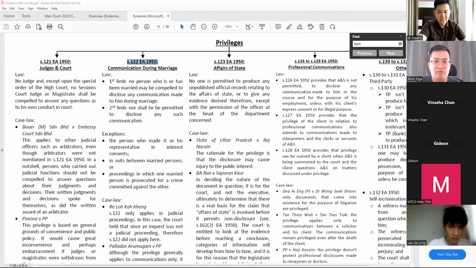This one, you need to ask your friends and colleagues to share the answer. Because they say there is a case saying that even after divorce, the communication is still protected by privilege. But I don't have the case, so ask your friend to share it with you.